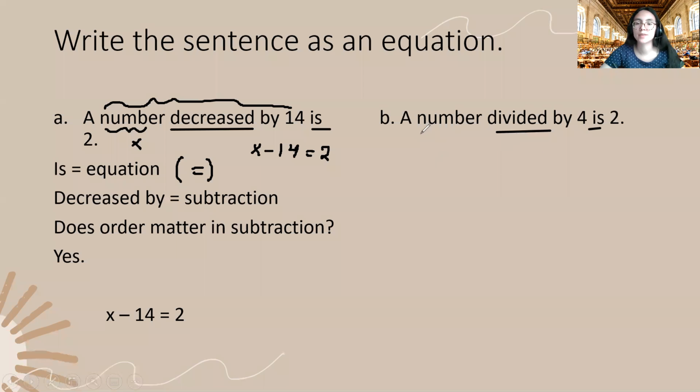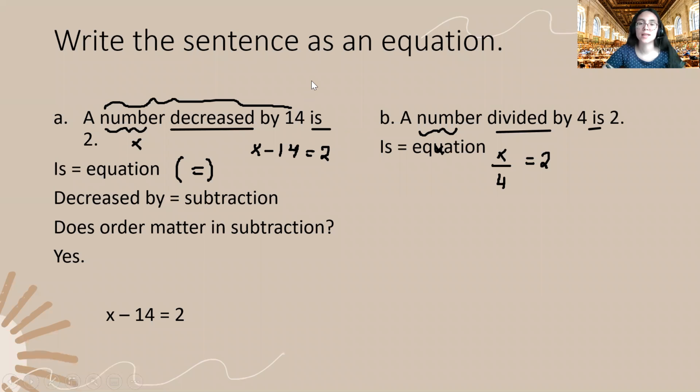So a number, we said this is going to be x divided by 4. So order does matter in division. So I would say that my answer is probably going to look like this. x divided by 4 is equal to 2. Okay, something like that. So let's go ahead and break it down.